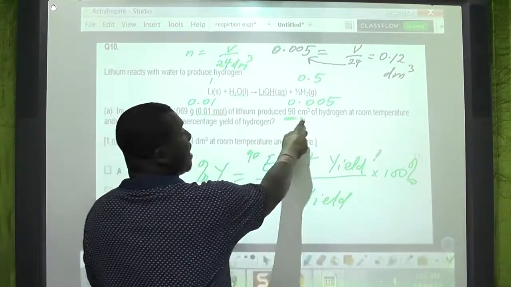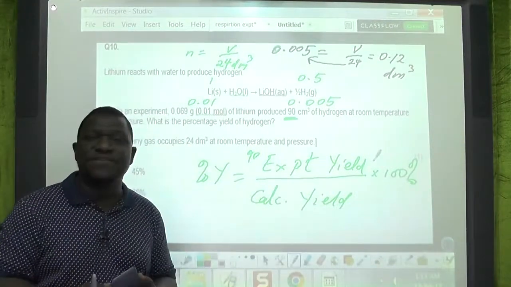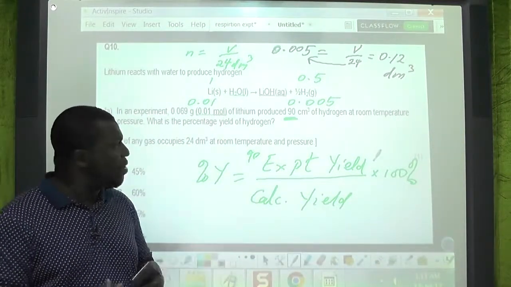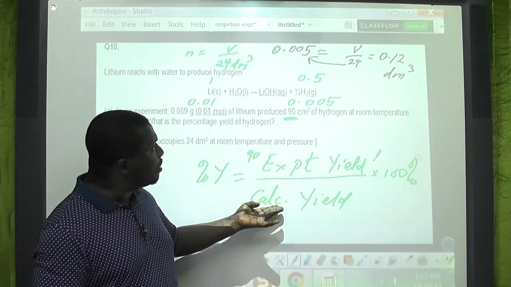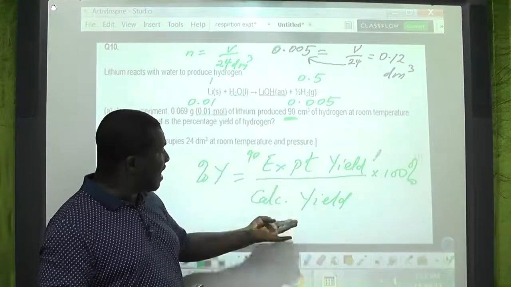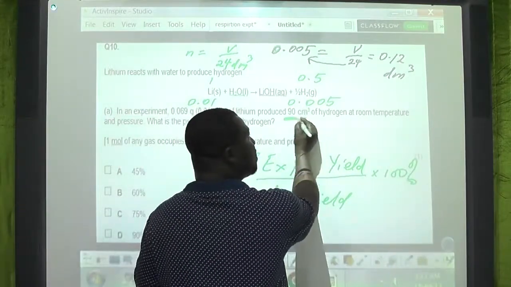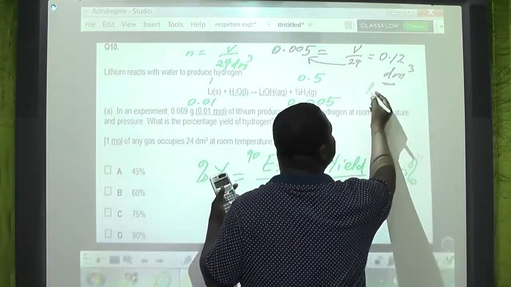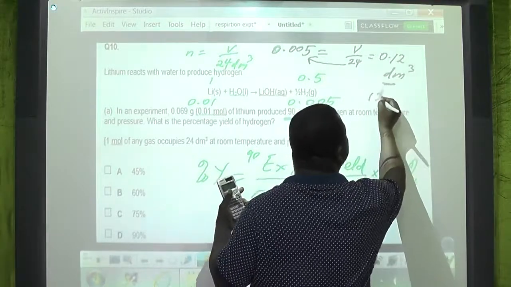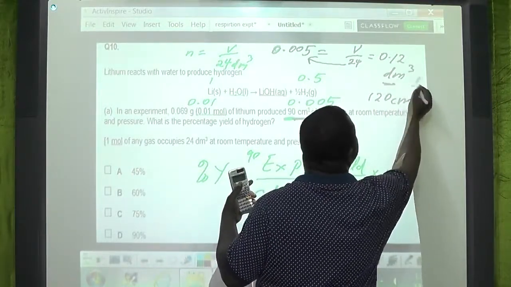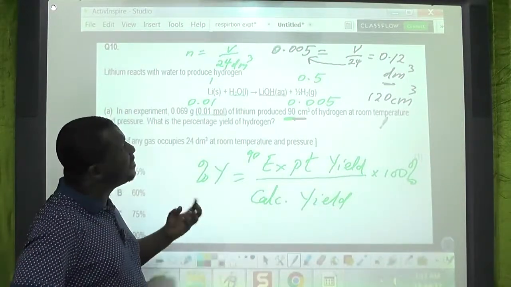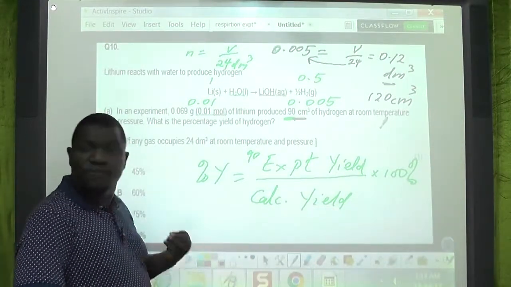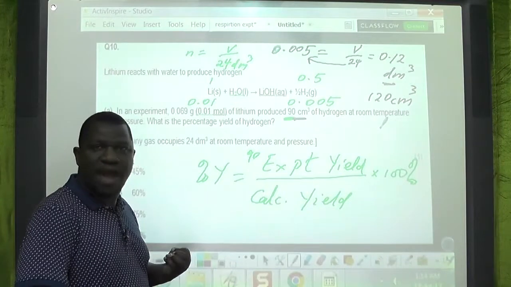Don't forget this is in cm cube. That's another mistake, student. So then we start looking at the exam hall. How come this calculated yield is so small? How come I have 90 here? Don't forget this is cm cube and this is dm cube. This makes times 1000, so 0.12 dm cube is 120 cm cube. Don't forget that, please. Open your eyes.